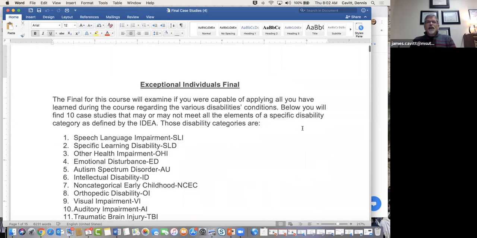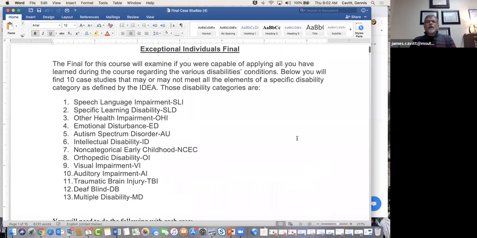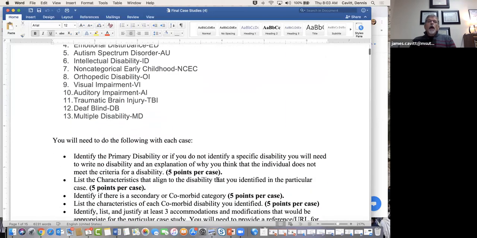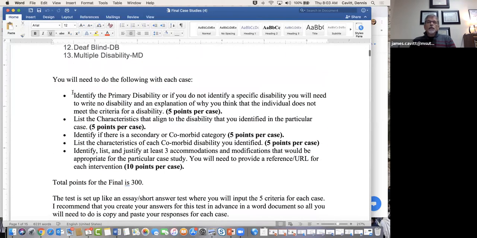Great. Okay, so here's what we're going to do. Let's walk through the final because I want to make sure that you guys understand what I'm asking you to do. There are 13 different disability categories that we looked at during the semester. We began with speech and language impairment, and we ended with multiple disabilities. And so they're all listed right here. So not all of them will be in the case studies, but a majority of them will be. And you will need to do the following for each case study.